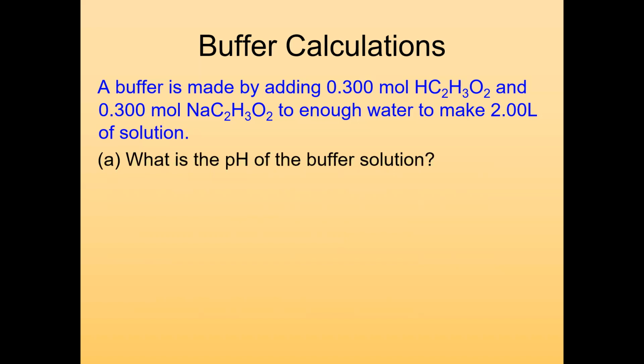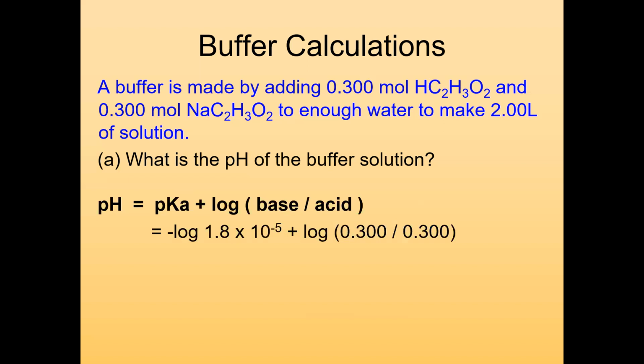to find pH. So remember, pH is the pKa of the acid plus the log of the base amount over the acid amount. And remember, you can use molarity for the base and the acid, or you can use moles.